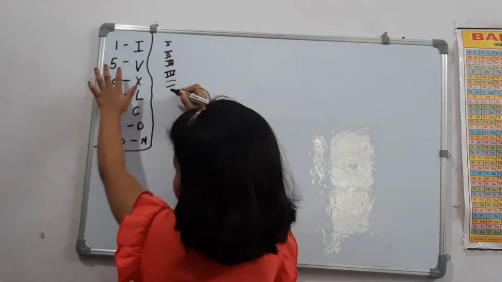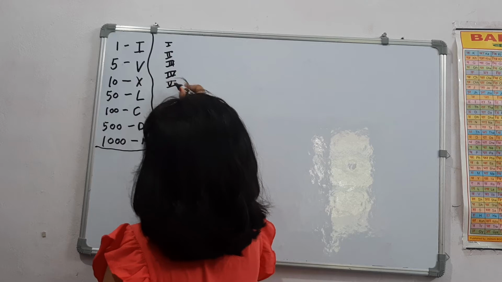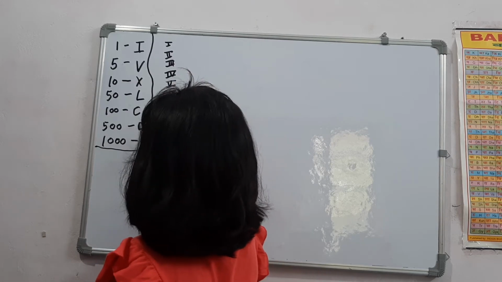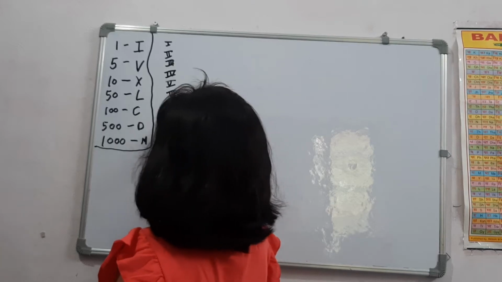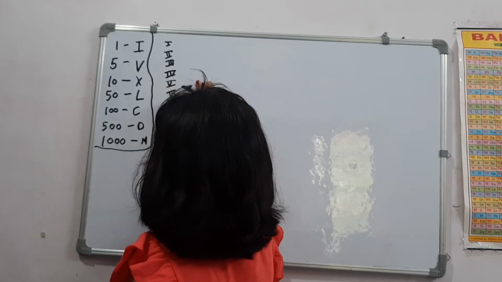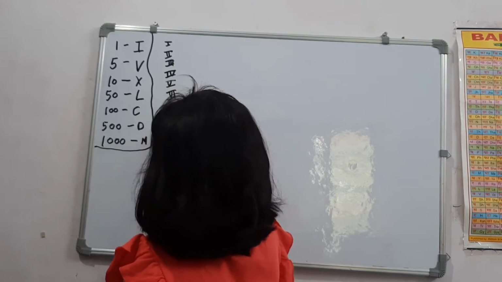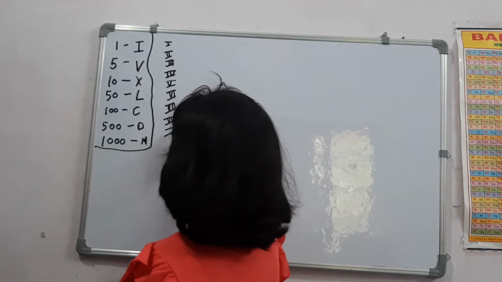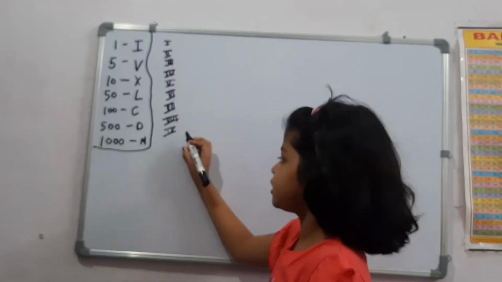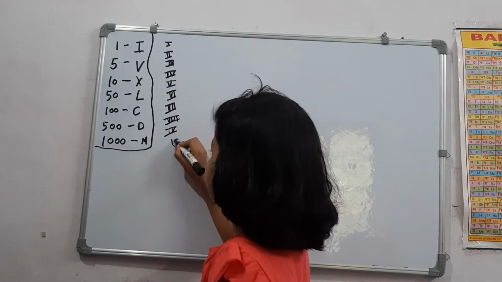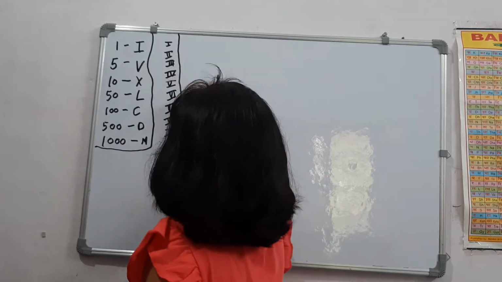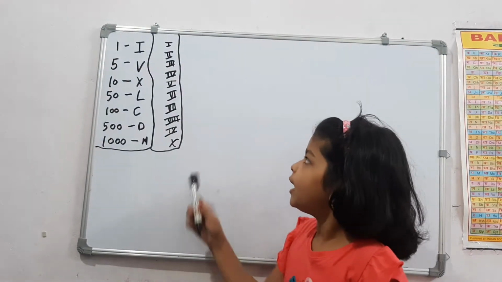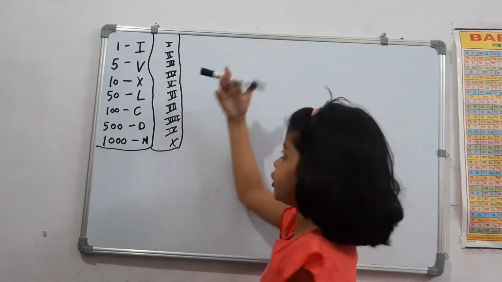Then 5 is easy. 5 is here only as V. Then 6 is written as this, 7 as this, 8. One more. And 9, yes, it's written as I and then X. And then 10 is easy, it's X. This is one column. Done. And we have seen one question.